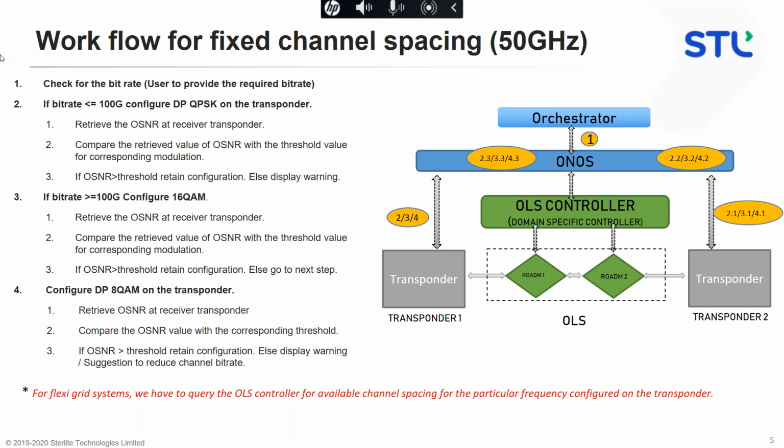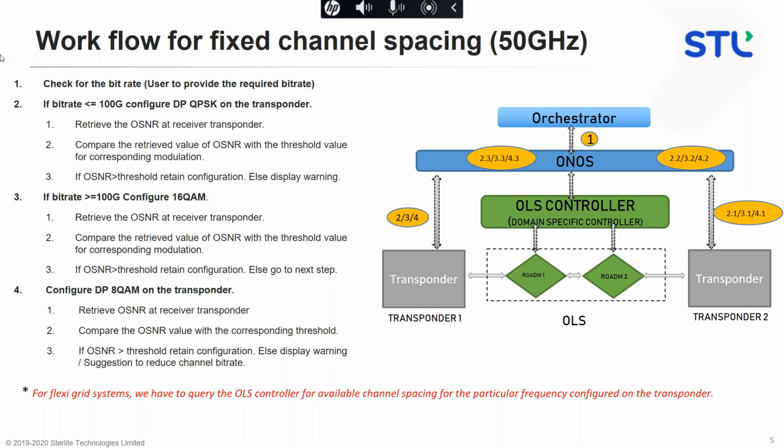If the bit rate is greater than 100G, we first configure 16 QAM, retrieve the OSNR, and compare it again with the threshold value. If the OSNR is greater than the threshold, fine, we'll retain the configuration, or else we'll switch to a lower modulation scheme, because for greater than 100G, 16 QAM and 8 QAM are possible. We'll check the OSNR again. If it is greater than the threshold, we'll retain the configuration, or else we'll suggest that the user reduce the channel bit rate, because for greater than 100G it is not possible to set a modulation scheme on the channel so that it can be properly demodulated.